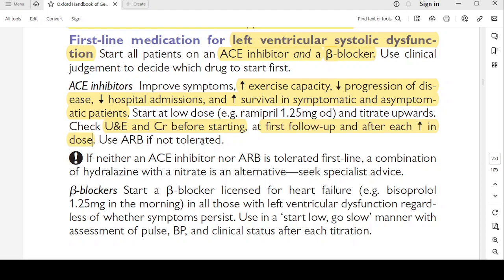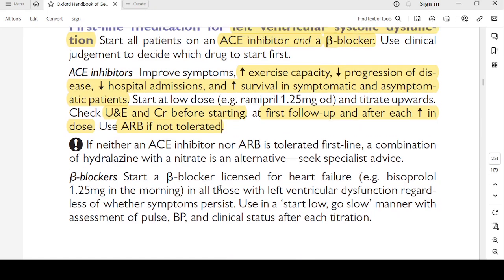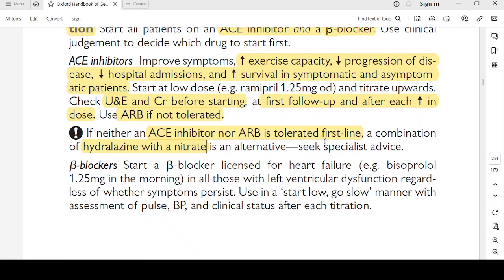Use an ARB if an ACE inhibitor is not tolerated. So whenever you are using an ACE inhibitor and in the follow-up you see that either the creatinine has increased more than 30% of the baseline, or if your potassium is more than 5.5, you need to stop the ACE inhibitor. So in case of left ventricular systolic dysfunction, what will you do? You need to add an ARB in case for any reason you have to stop the ACE inhibitor which is not tolerated. If neither an ACE inhibitor nor an ARB is tolerated as first line, the second line option is a combination of hydralazine with a nitrate, an alternative in that case for heart failure. And then you seek specialist advice.